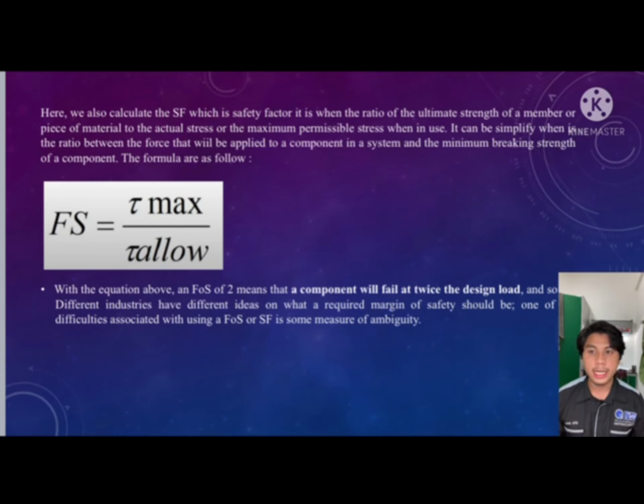The formula is as follows: FS equals torque max over torque allowed. With the equation above, an FOS of 2 means that a component will fail at twice the design load, and so on. Different industries have different ideas on what the required margin of safety should be. One of the difficulties associated with using FOS or SF is some ambiguity.